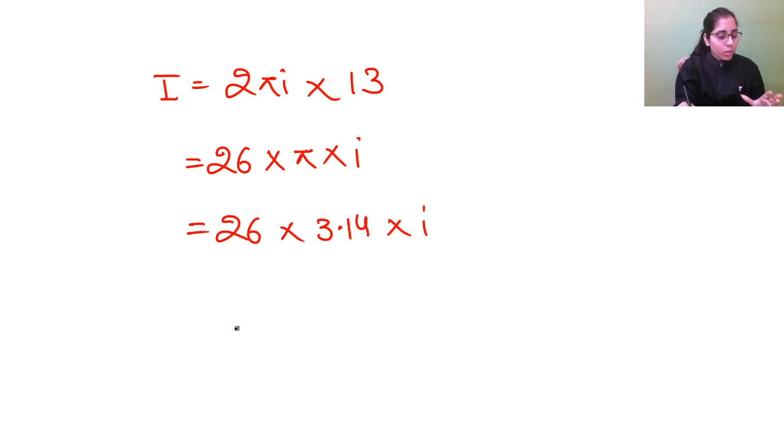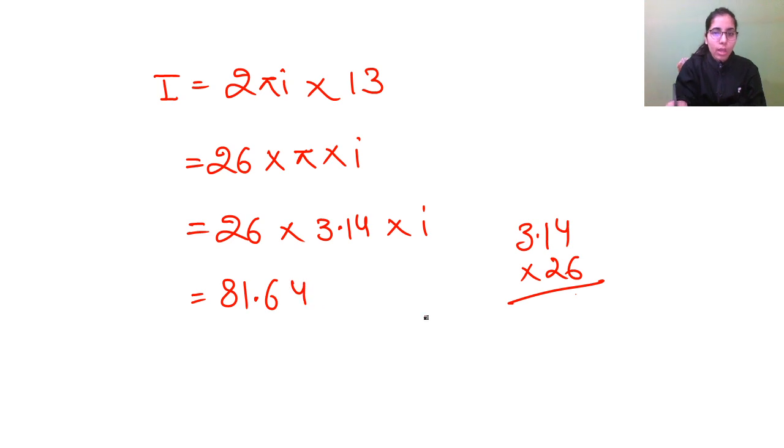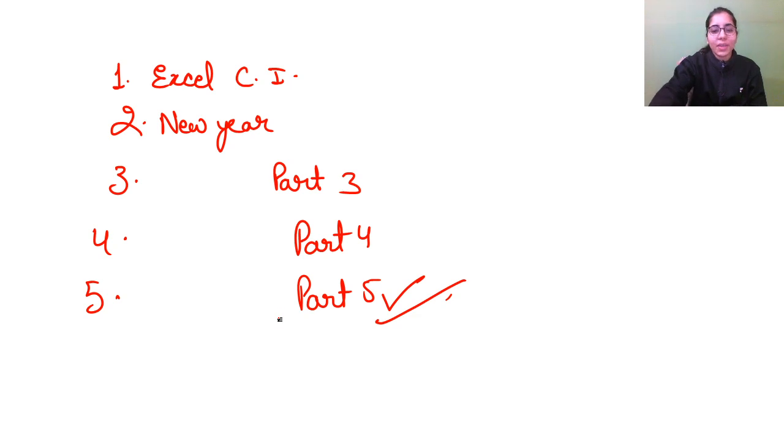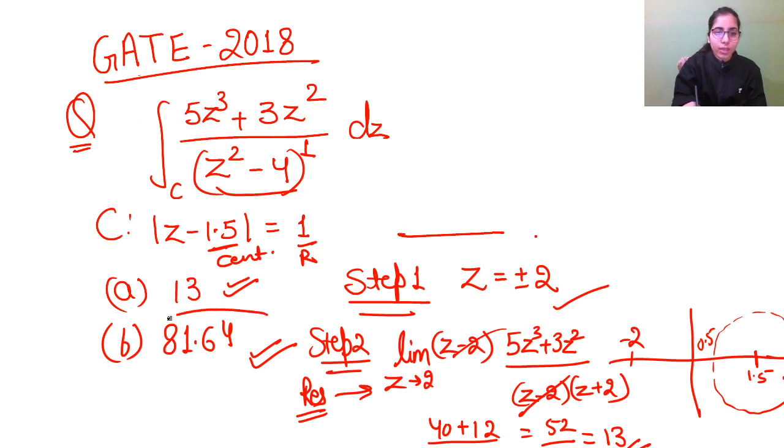Since they just want us to mention the digits, we will not consider iota there. We will just write the digits. So it's going to be 3.14 into 26. I think when you simplify it, you will get 81.64. Are you getting the same? You can even check it once. So your answer will be 81.64, which is the correct answer.